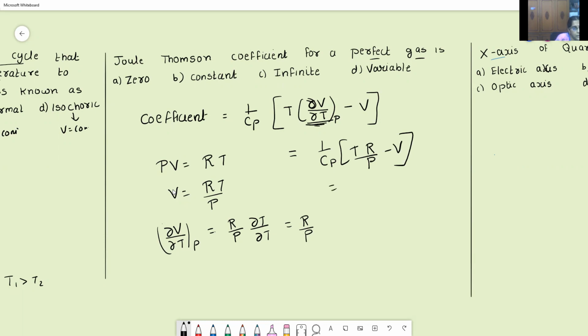Now here what is RT? RT is going to be PV. Divided by P minus V, so P gets cancelled, you're going to get 0. So the Joule-Thomson coefficient for a perfect gas is going to be 0. So A is the answer.